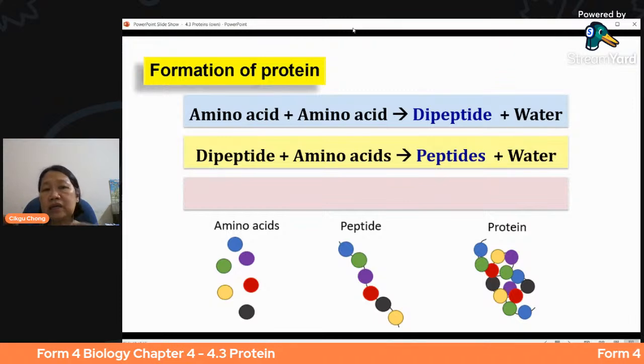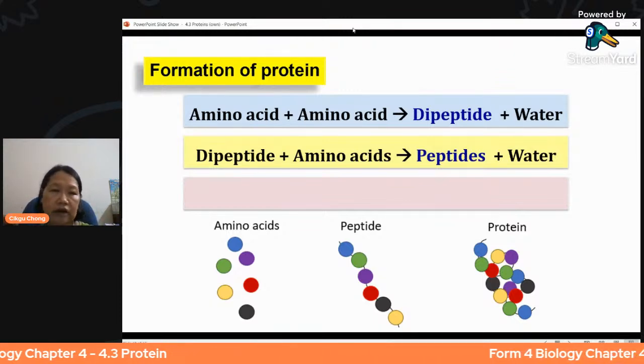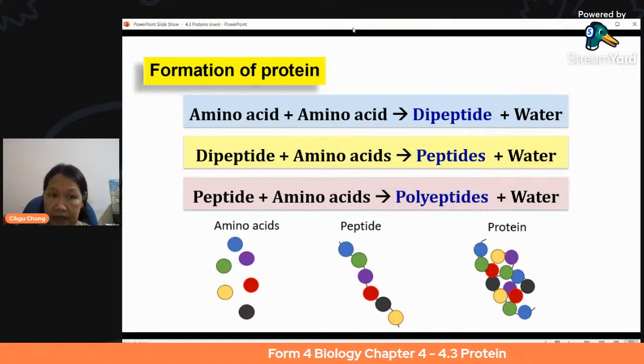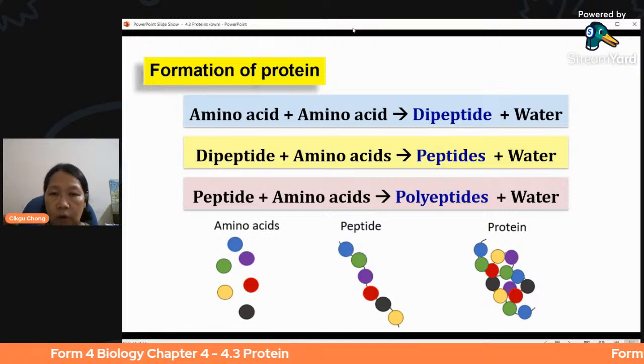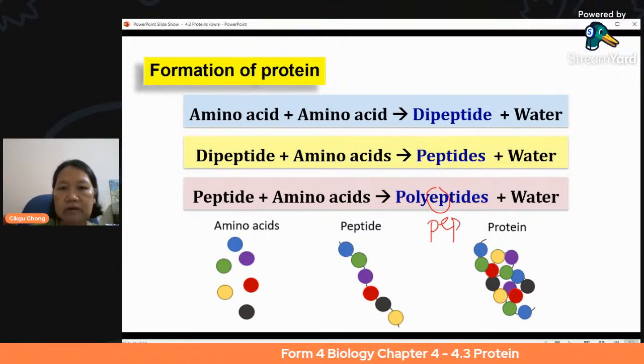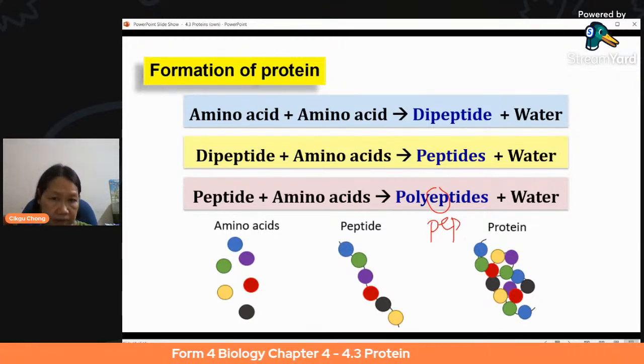So I want to make it even longer still. I have to add more amino acids to the peptide. So add even more. Now I will get this polypeptide. Sorry, there's a mistake here. Polypeptide, yeah? I just realized it. So I have a polypeptide and water. Okay, you get the idea?